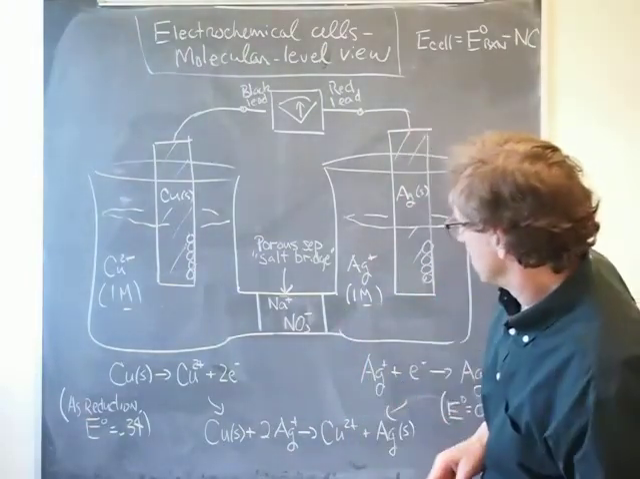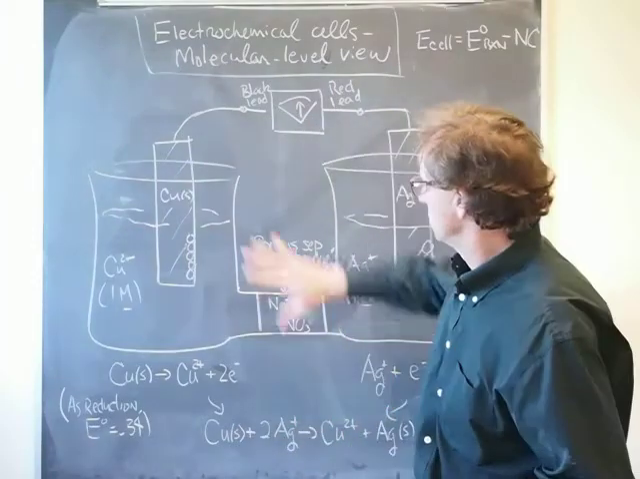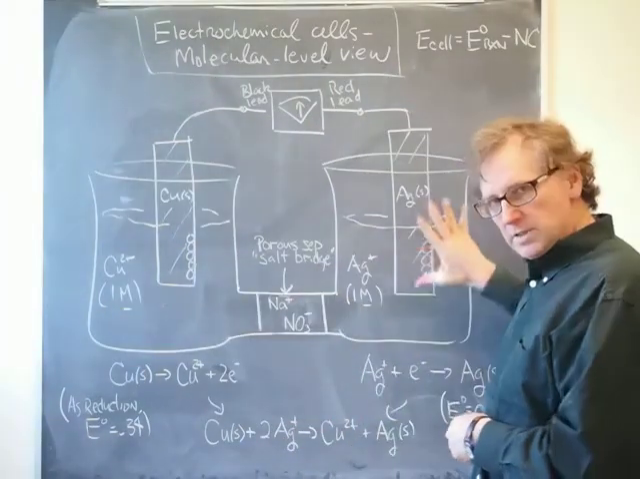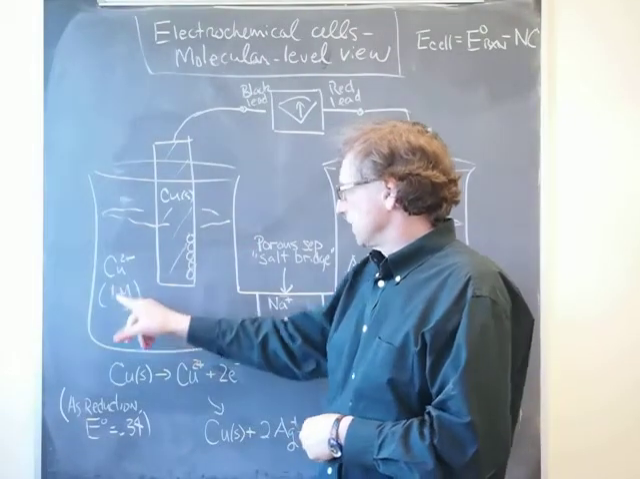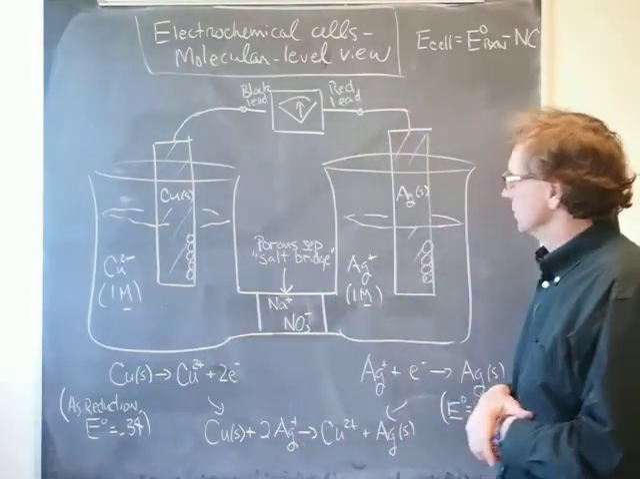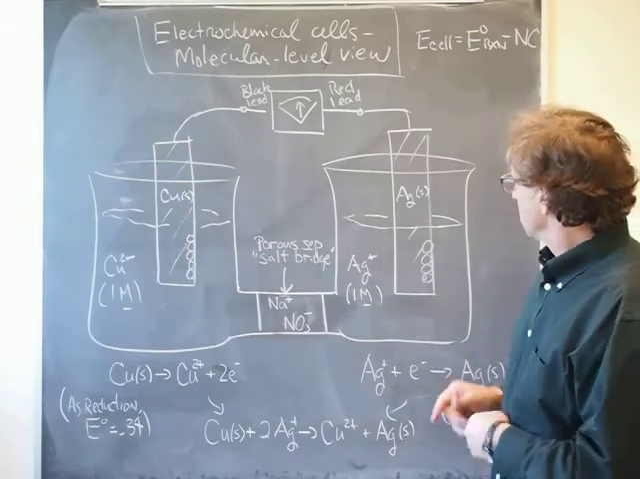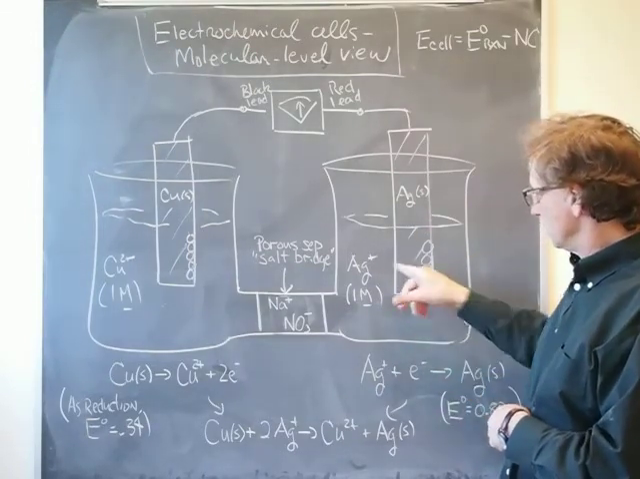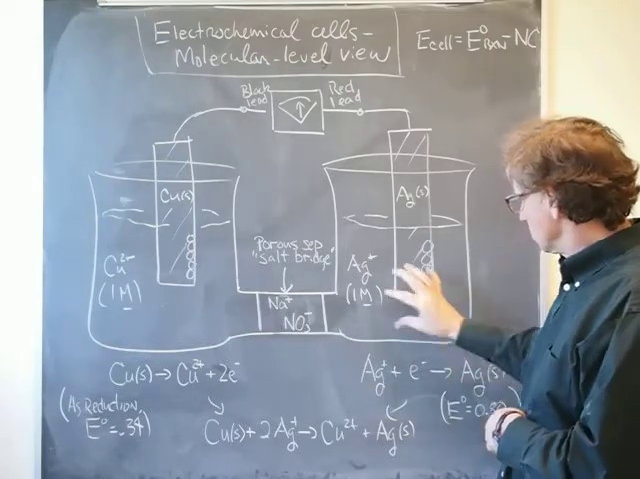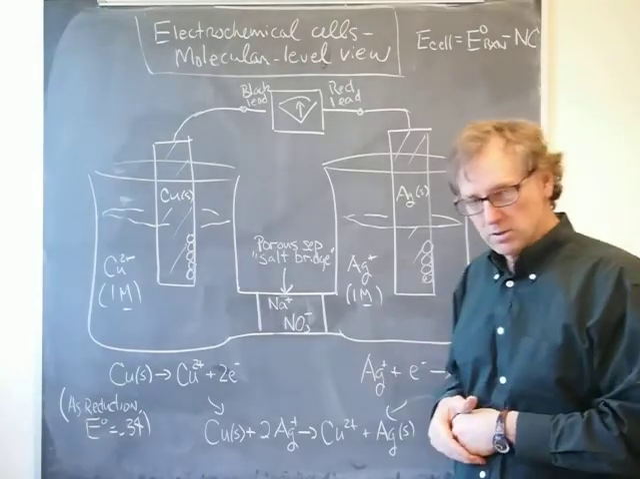To start off, I've got, once again, two half cells here. I put copper and copper 2+ as the electrolyte at 1 molar concentration here on the left. And we've got a silver electrode, metallic silver and silver plus ion here on the right, also the electrolyte being a 1 molar solution.